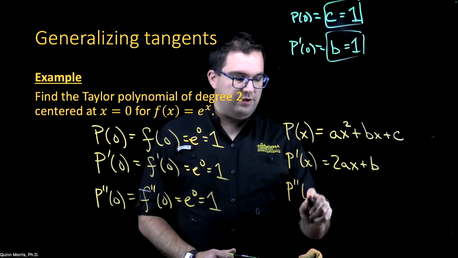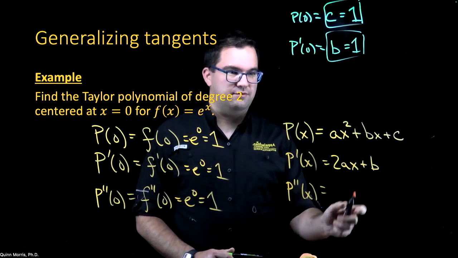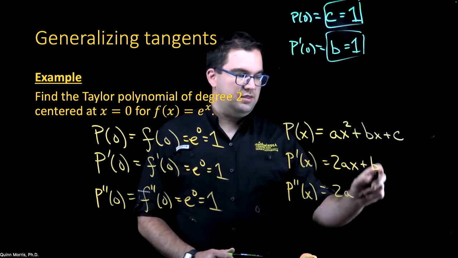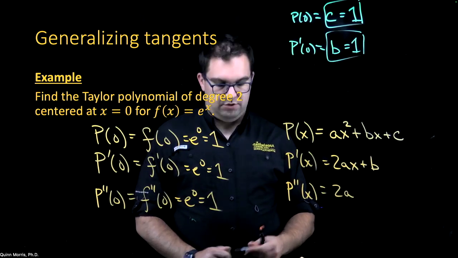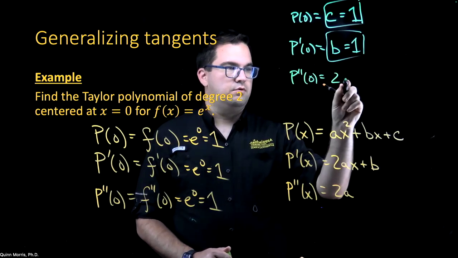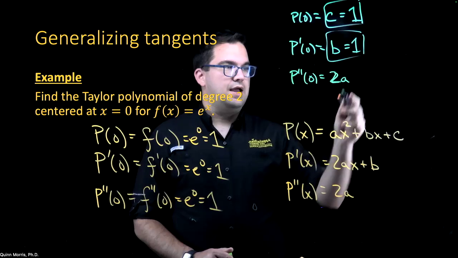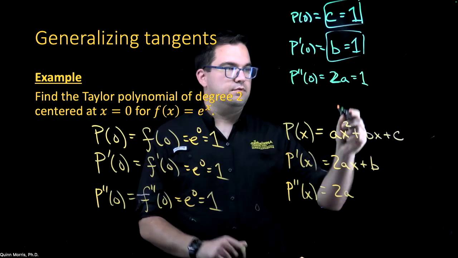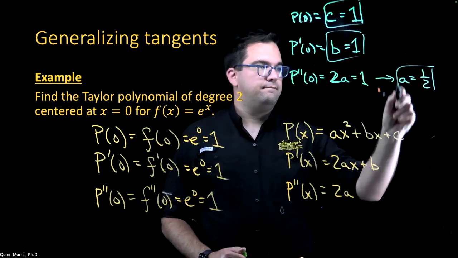Now I calculate a second derivative. The second derivative is the derivative of the first derivative. If I take a derivative with respect to x here, I'm going to get 2a, and then the derivative of b is 0. So 2a plus 0 is just 2a. And so now the second derivative at x equal to 0 is just 2a. This is a constant with respect to x. And the second derivative ought to be equal to 1, which tells me that a ought to be equal to 1/2.